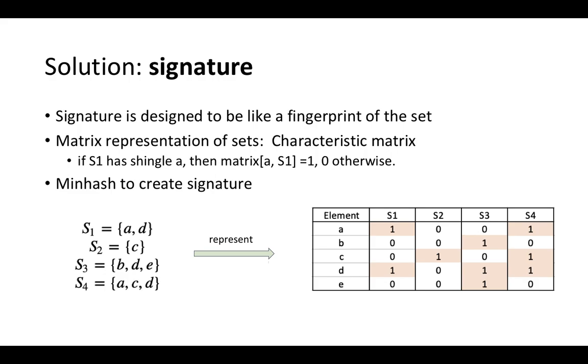Before explaining how it is possible to construct small signatures from large sets, it is helpful to visualize the collection of sets as their characteristic matrix. The columns of the matrix correspond to the sets, and the rows correspond to the elements of the universal set from which elements of the sets are drawn. There is a 1 in row r and column c if the element for row r is a member of the set for column c. Otherwise, the value in position rc is 0.